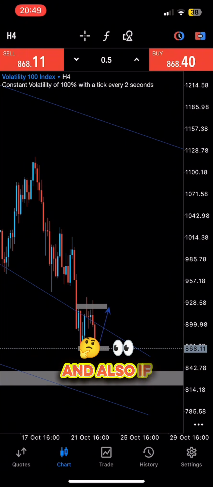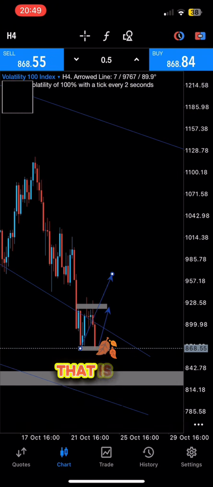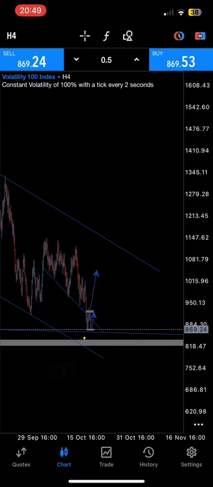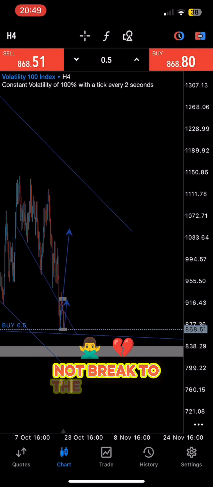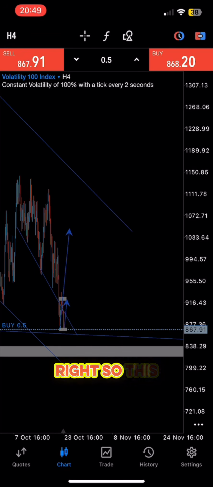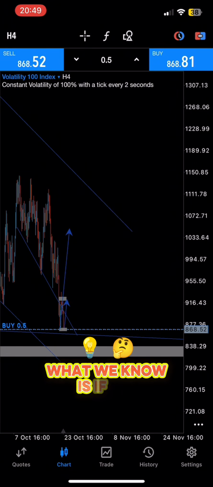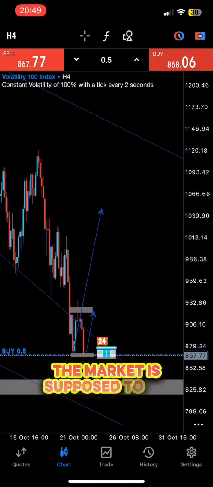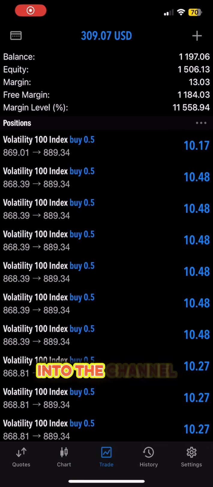And also, if you can see, the market was in a channel that is more like a falling wedge, right? So if it's more like a falling wedge, we know that the market does not break to the downside, right? So this was a breakout to the downside. So once we see a breakout to the downside, what we know is, if it's a falling wedge, the market is supposed to go back into the trend. It is supposed to go back into the channel, right?